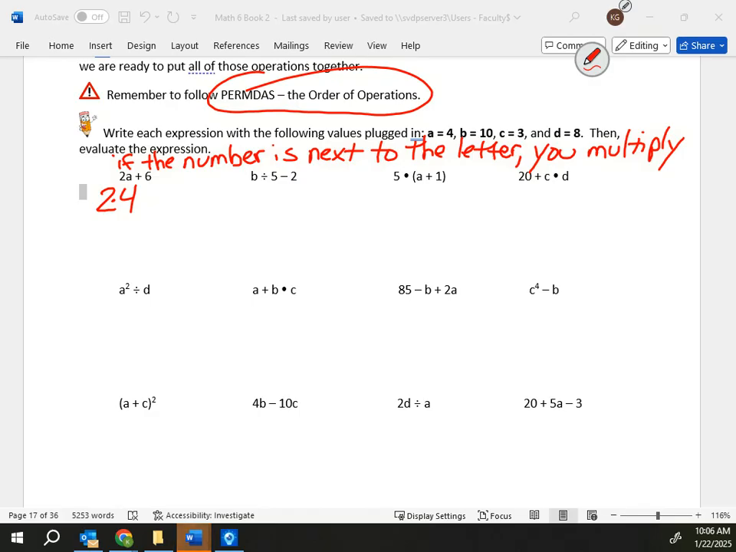So you need to remember, if the number is right next to the letter or right next to the parentheses, okay, number next to the letter, number next to the parentheses means you are multiplying. If we have that exponent on the outside of the parentheses, remember PERMDAS, you do inside the parentheses first, then you do that exponent. Remember, exponent does not mean multiply it by the 2. It means multiply the number by itself. So we see that number 2 times.